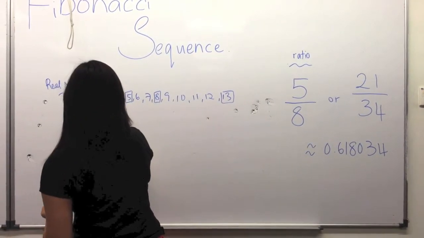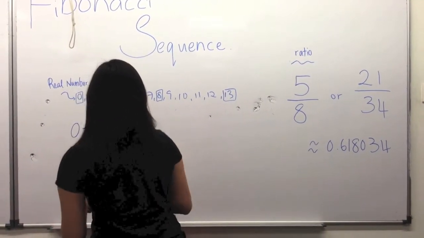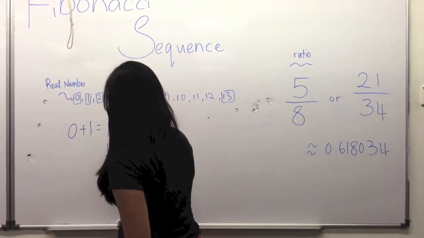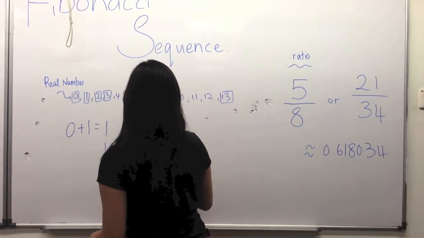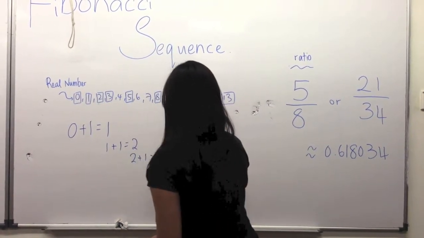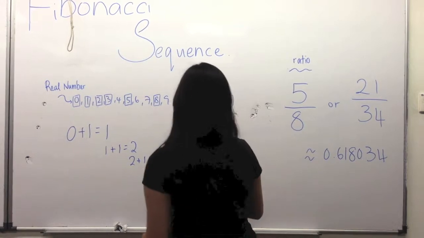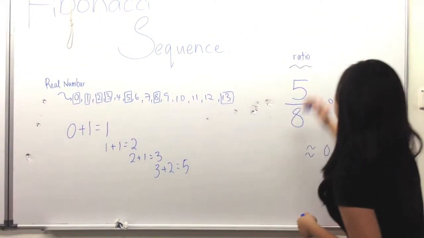It's 0 plus 1 equals 1. Then you take the previous number, which is 1, so you take 1 plus 1 equals 2. Then 2 plus 1 equals 3. 3 plus 2 equals 5. And so on. Okay, next we go to the ratio.